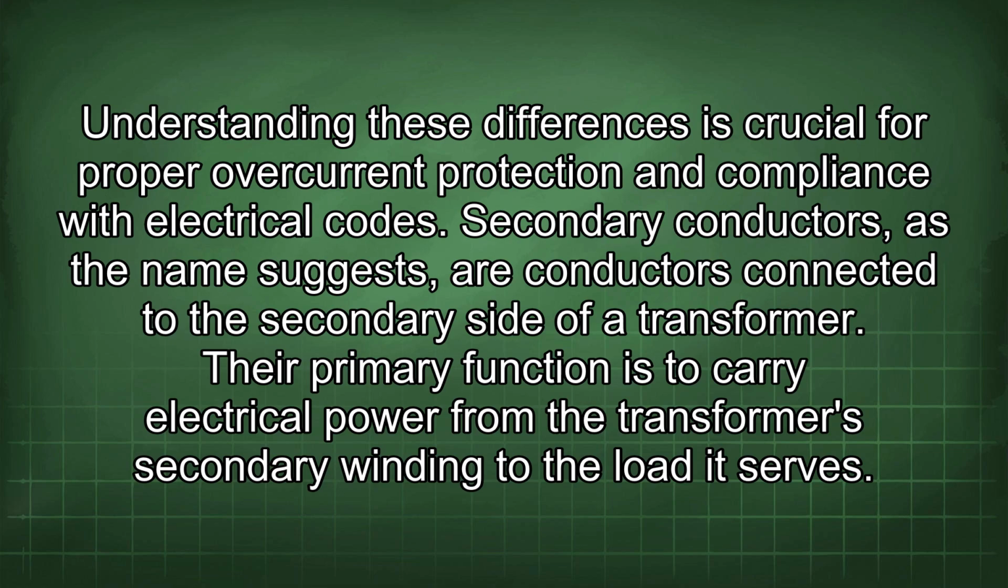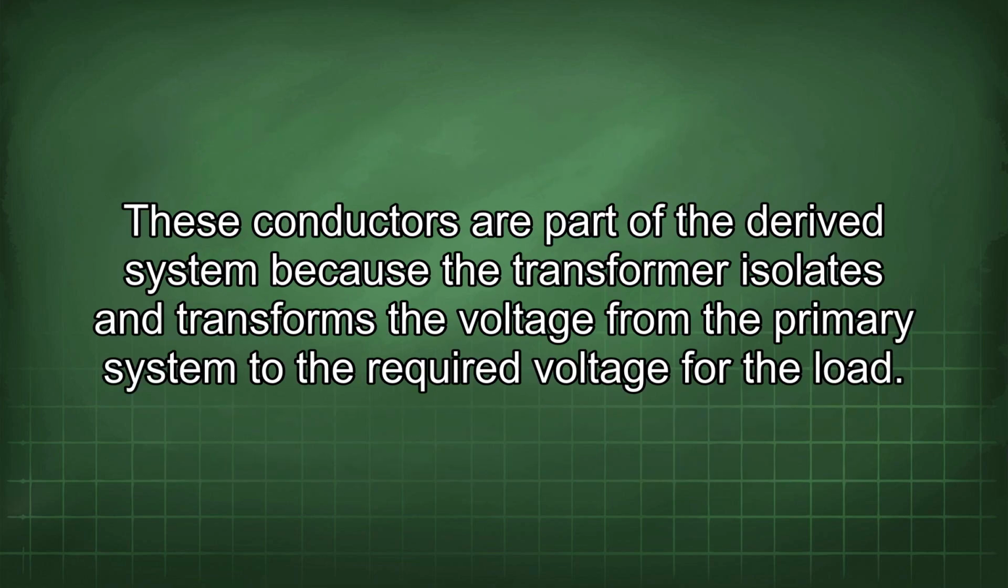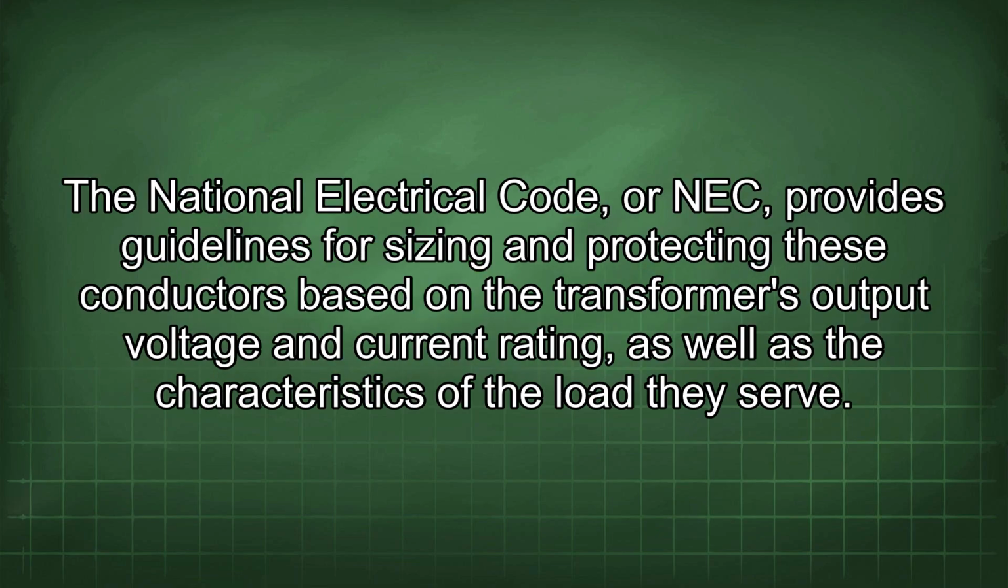Secondary conductors, as the name suggests, are conductors connected to the secondary side of a transformer. Their primary function is to carry electrical power from the transformer's secondary winding to the load it serves. These conductors are part of the derived system because the transformer isolates and transforms the voltage from the primary system to the required voltage for the load. The National Electrical Code, or NEC, provides guidelines for sizing and protecting these conductors based on the transformer's output voltage and current rating, as well as the characteristics of the load they serve.